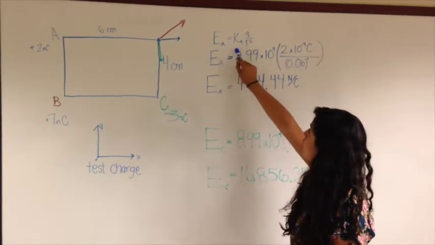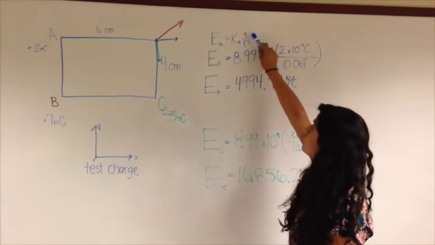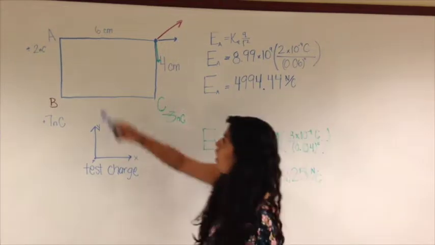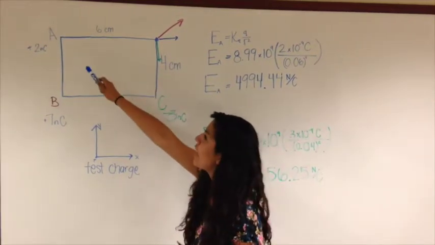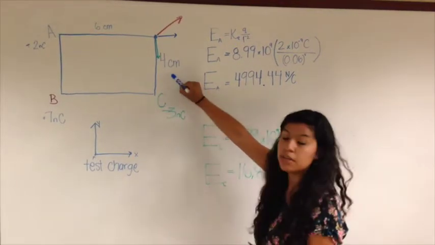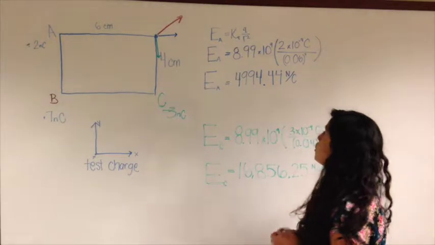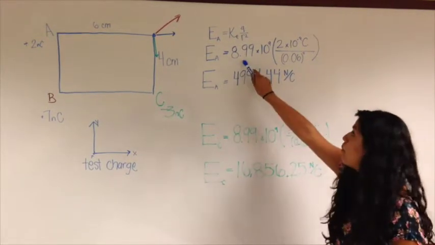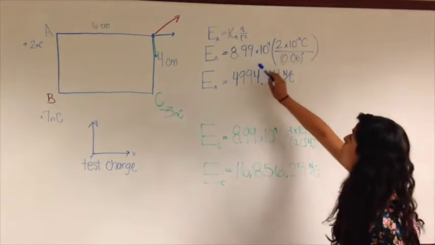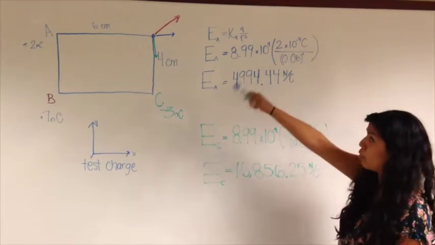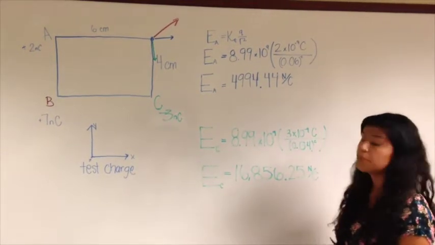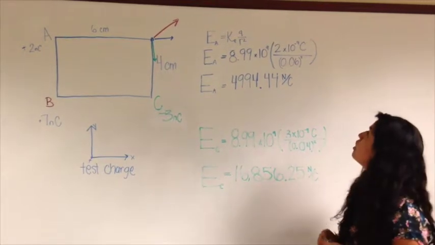E equals Coulomb's constant times the charge divided by the distance squared. And the distance, point A is 6 centimeters away from the test charge, and point C is 4 centimeters away from the test charge. So Coulomb's constant is 8.99 times 10 to the 9th. So we plug that into the equation, but before we can plug in the charge of point A, we have to convert it to coulombs. So to do that, we just multiply it by 10 to the negative 9.